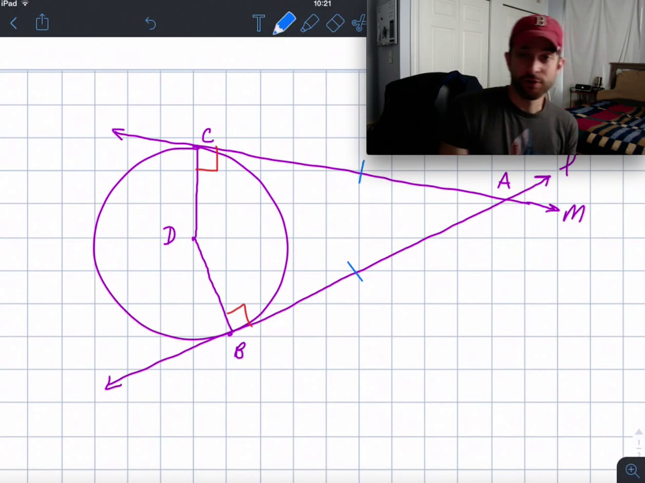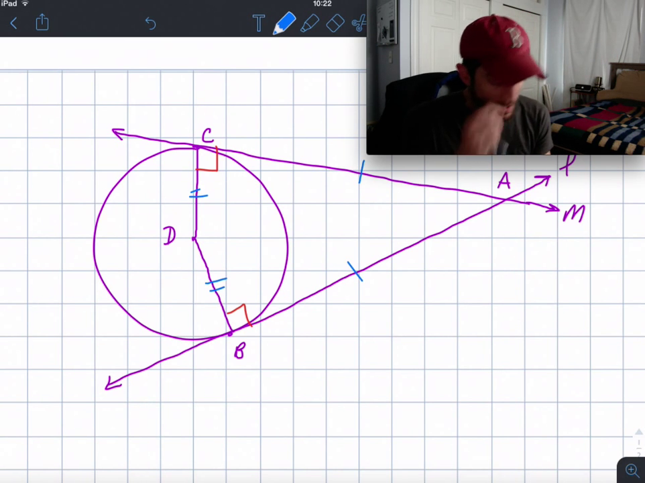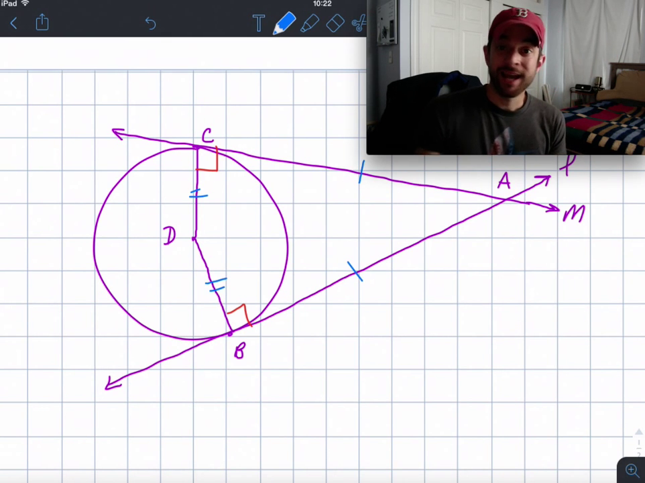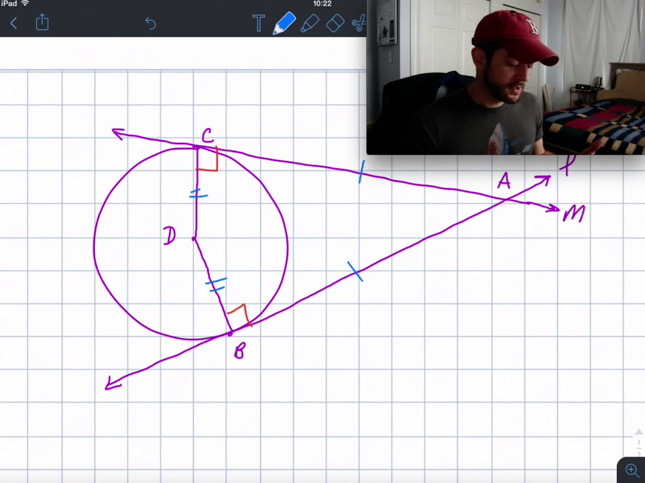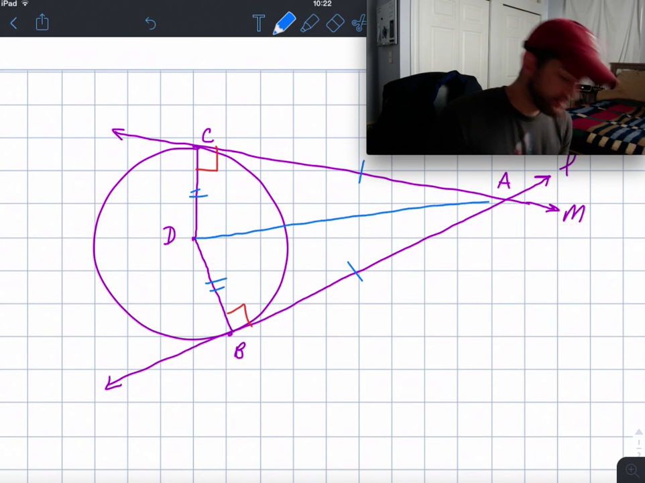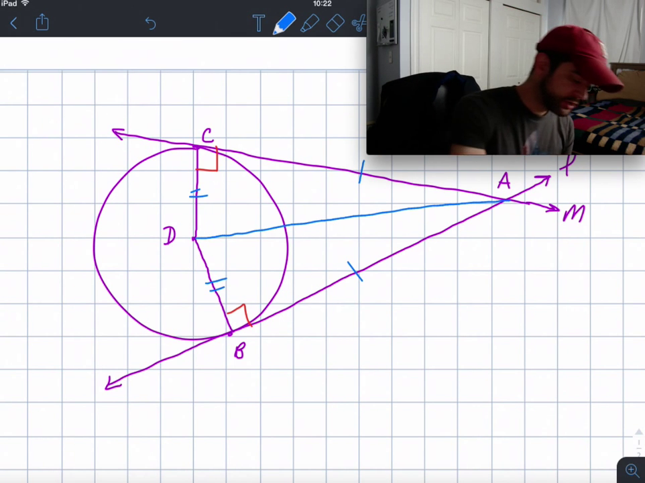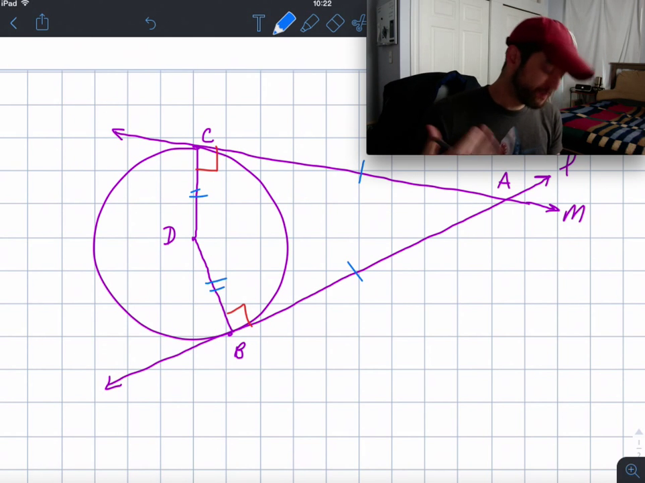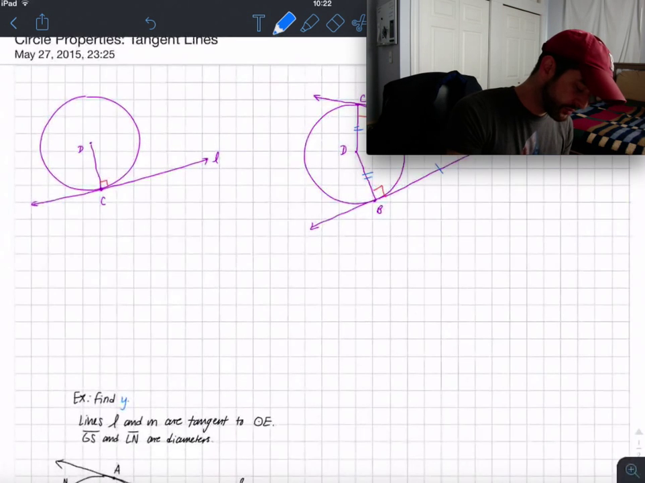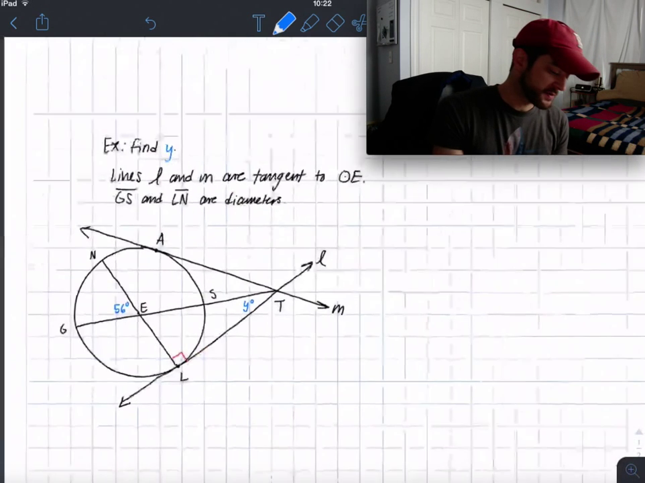And since I also know that radii are congruent, all the radii of a circle are congruent, I've made a kite shape. So you can make a kite shape, and if I draw in line DA, I've made two right triangles. So you can do a lot of right triangle geometry in the circle as well. So this makes for some pretty interesting situations when we have a circle network like this.